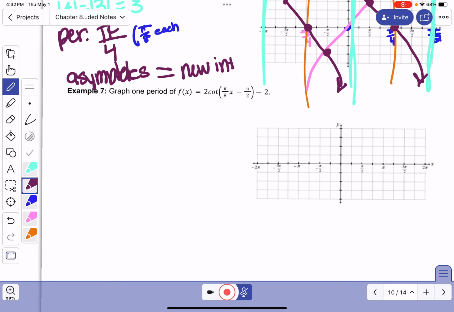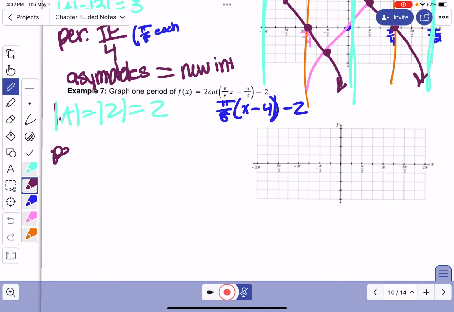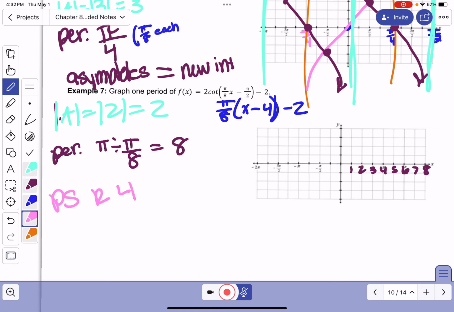All right, so one more in this section. Amplitude is 2. We're going to divide out the pi over 8. So we would get x minus 4. Period is pi divided by pi over 8, which gives us 8. So I'm going to change the axis to 1, 2, 3, 4, 5, 6, 7, 8. And then we shifted right 4 and down 2.